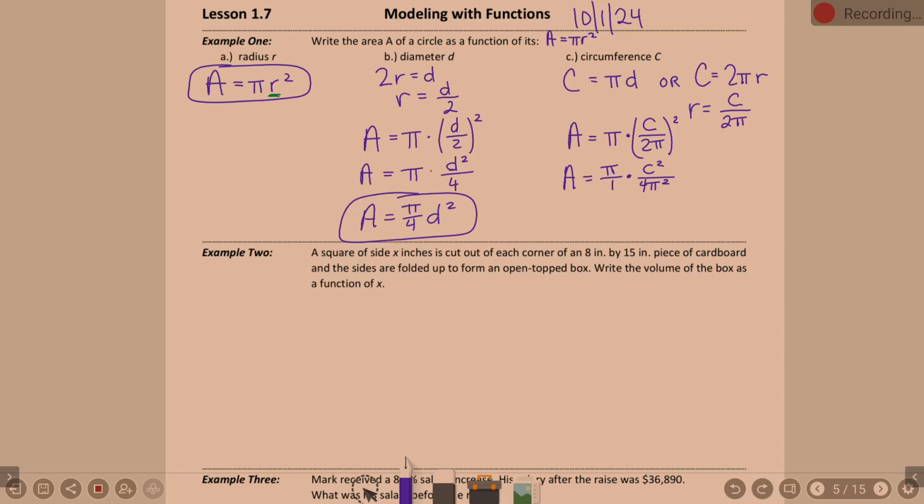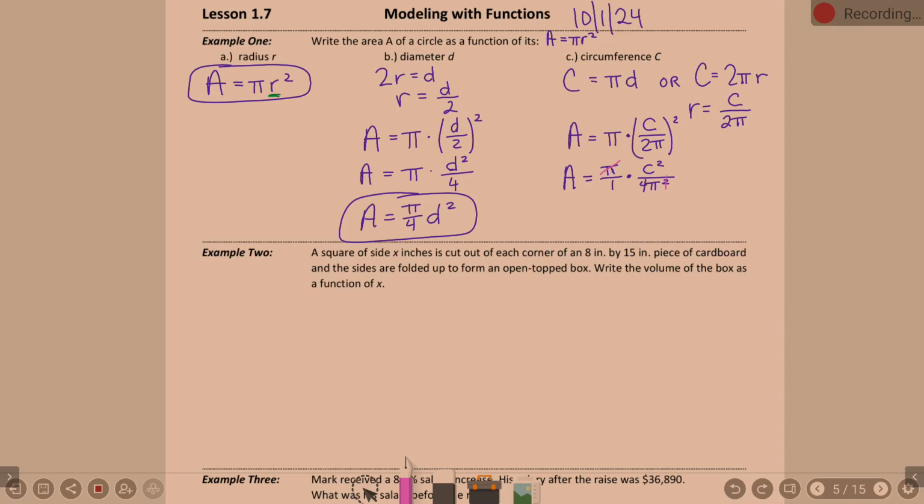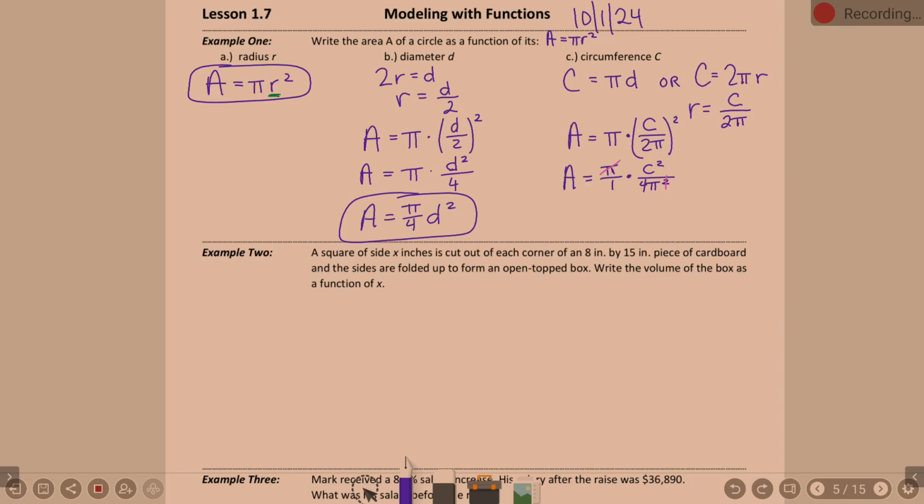Now, I had us do this for a reason. Something can cancel. The pi. 1 pi on top can cancel with 1 pi on bottom. Okay? And then when I clean this up, I can say area is equal to C squared over 4 pi. Circumference squared divided by 4 pi. Okay?